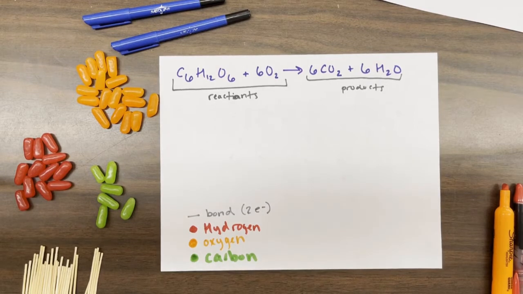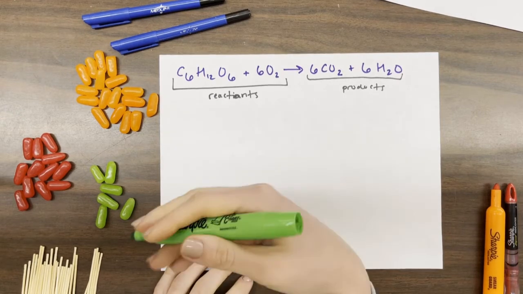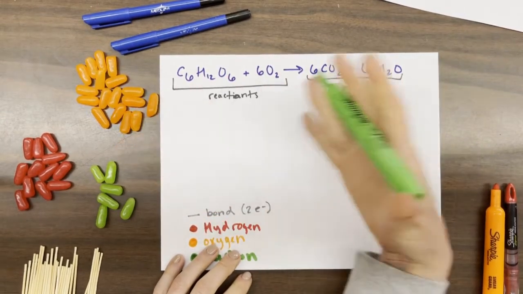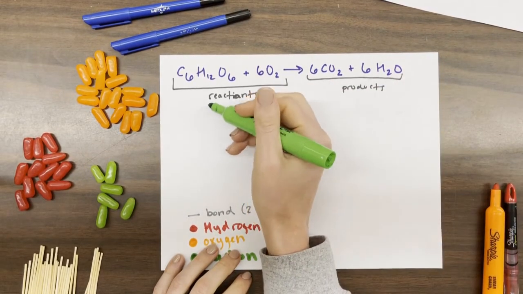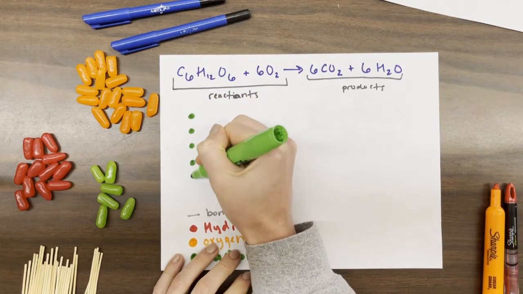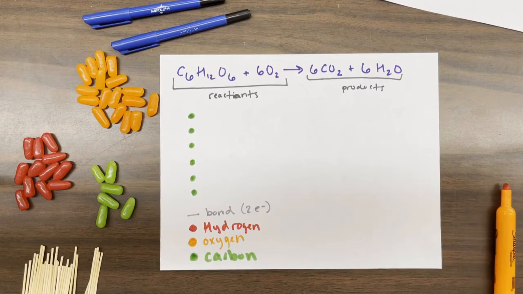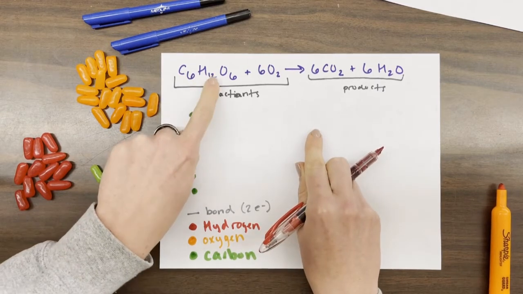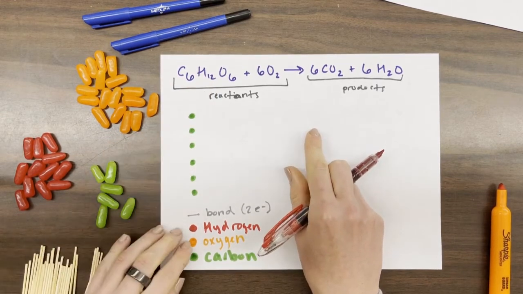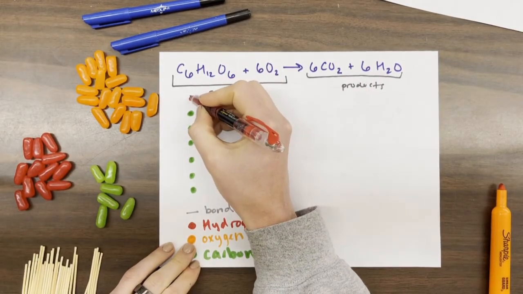First things first, I do not expect you to be able to do this on your own. I'm just drawing it. The biggest thing is I'm showing you the big picture here. So I've got 6 carbons, 1, 2, 3, 4, 5, 6, and those all go in the middle like that. Then I'm going to put 12 hydrogens on this side. This is the reactants, and again, I don't expect you to know where these go. I'm showing you where they go.